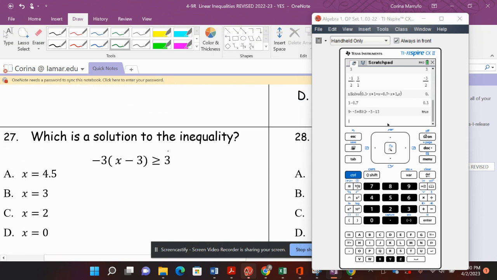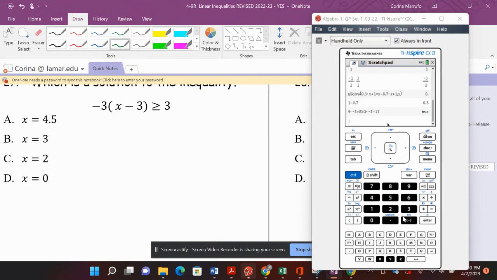This one says, which is the solution to the inequality? The exact same thing. So we're going to do negative 3 parentheses. Instead of x, we're going to plug in the 4.5 first. Okay, so 4.5 minus 3, close parentheses. Is this greater than or equal to 3? Enter, false. So that's not our answer. Then we do the same thing. I'm a little lazy, so I'm just going to highlight it and then go back and change my x, this time we're using 3. So I'm going to change it for 3. Enter, comes out false. That's not our answer.